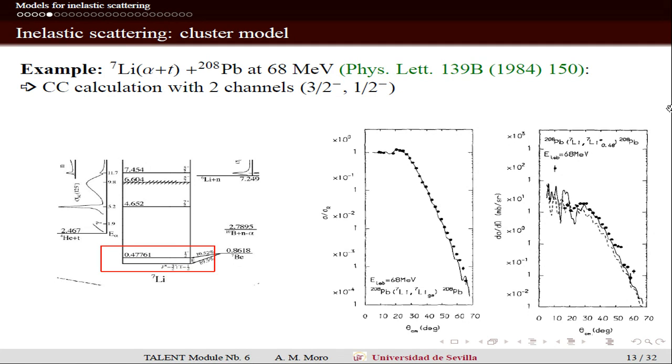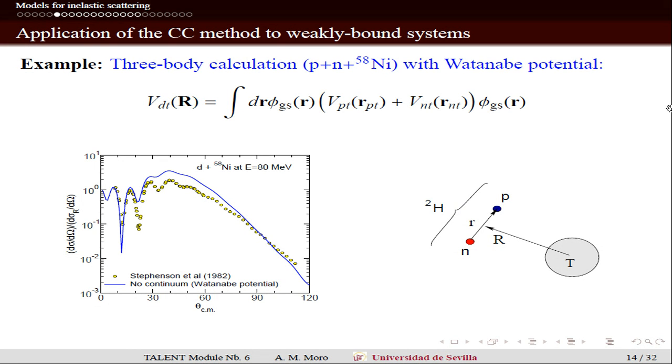So in systems for which the breakup threshold is low in energy, so weakly bound systems, we will have to deal in some way with these continuum states. Some of these continuum states correspond to resonances, but an infinite number of them will be just a non-resonant continuum going from 0 to infinity. So let's see why it's important to take into account the continuum even for elastic scattering.